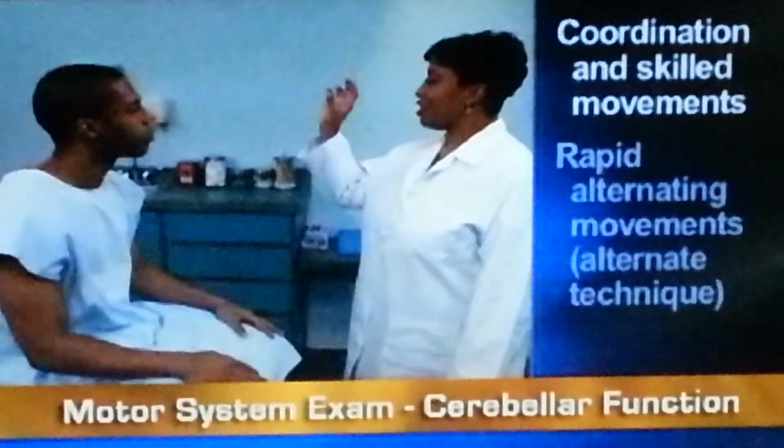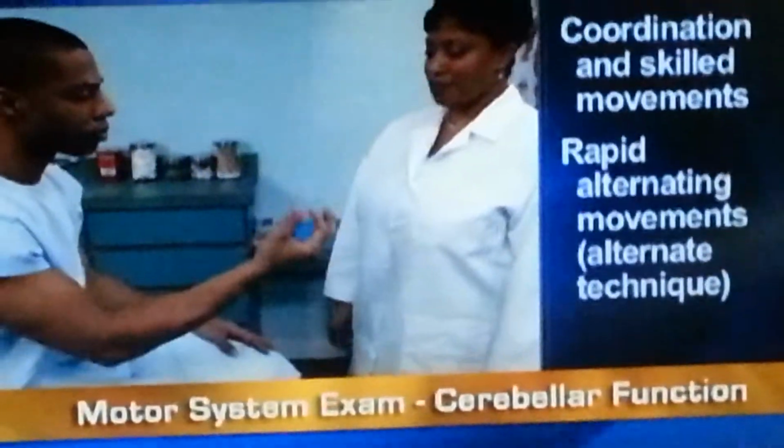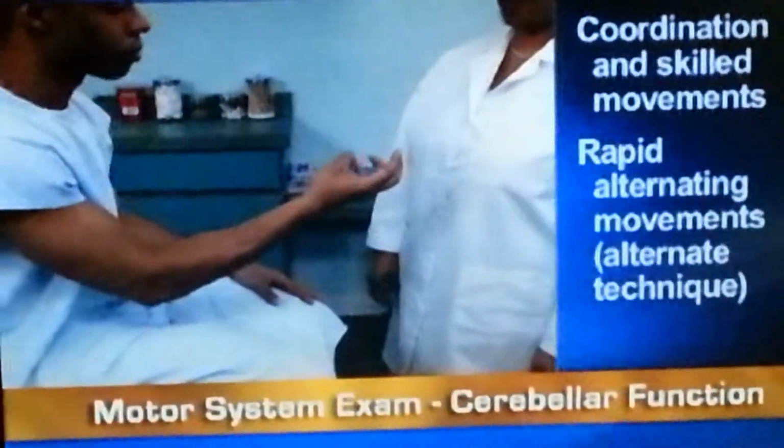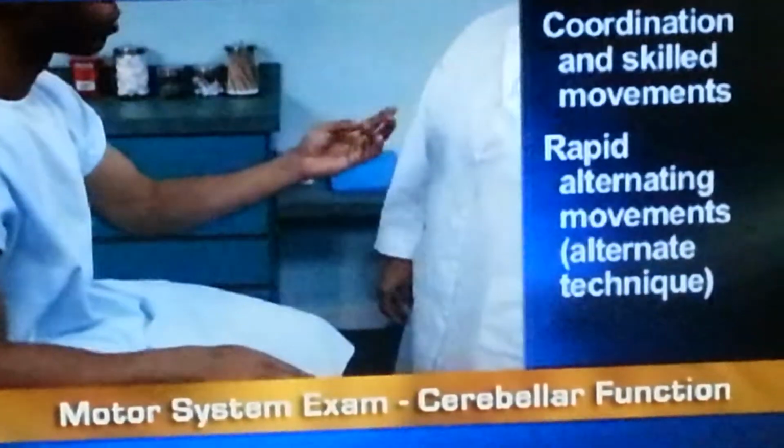Or ask the person to touch his thumb to each finger on the same hand, starting with the index finger, and then reverse direction. Now with the opposite hand. Normally, this can be done quickly and accurately.